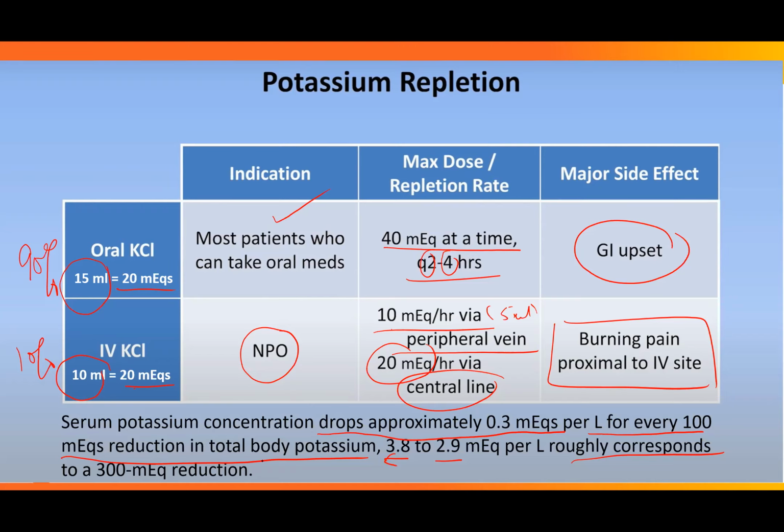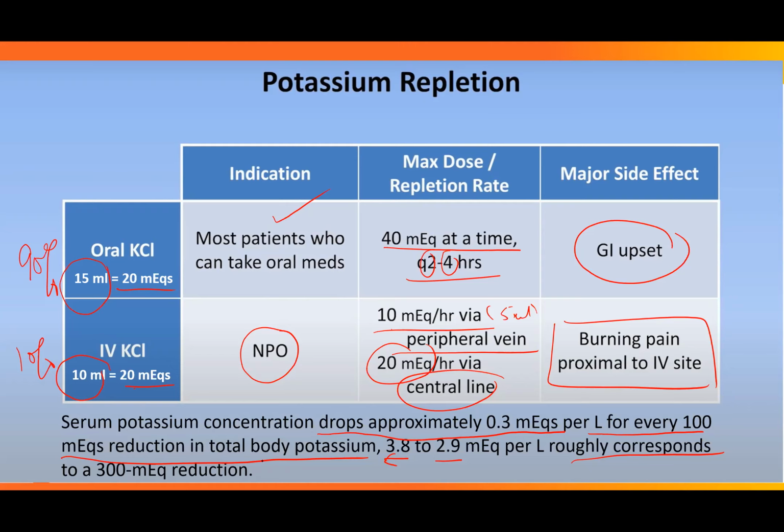Because for every 100 milliequivalents, 0.3; here 900, the difference is 0.9 milliequivalents. That means equivalent to 300 milliequivalents reduction. This is how you calculate the total loss in the body and how much you replace, whether you use oral or parenteral. Oral is preferable, given at the rate of 40 milliequivalents or 30 ml in a matter of 4 hours. Problem: GI upset.